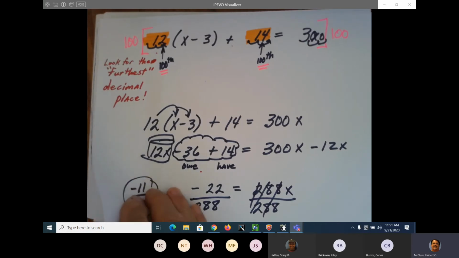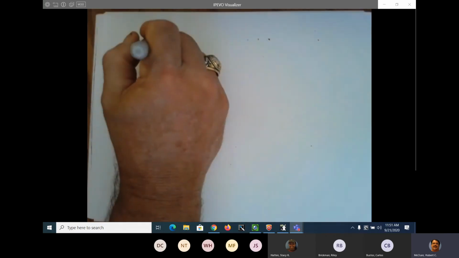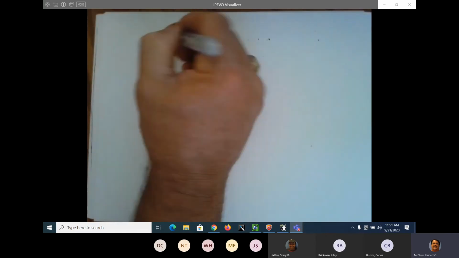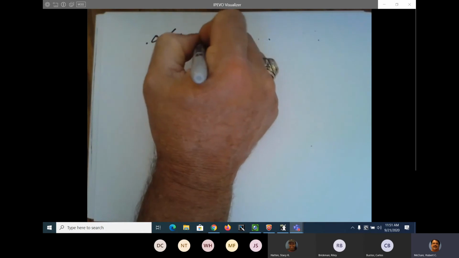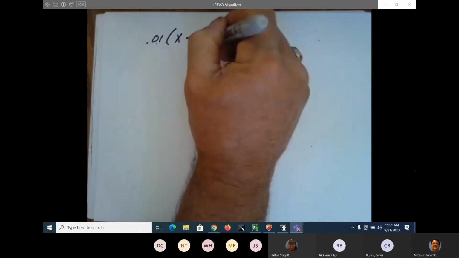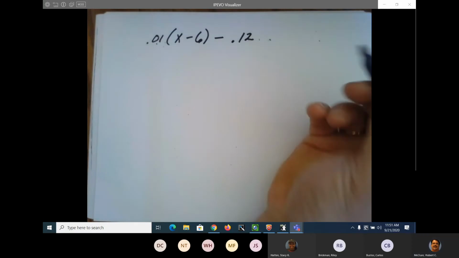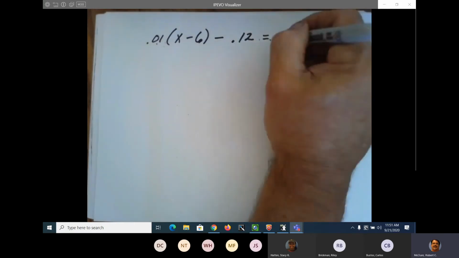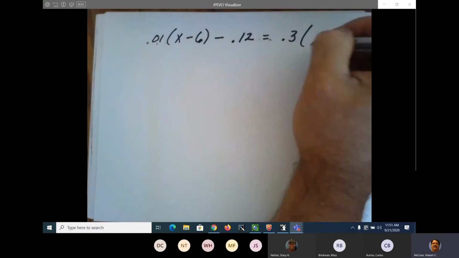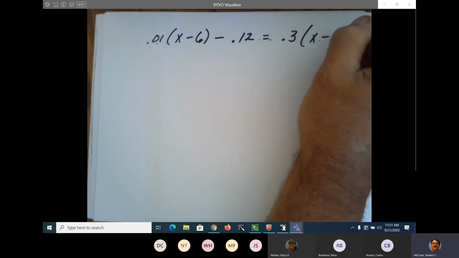This is one that's a little bit harder than this one, and the reason it's a little bit harder is because it has different decimal values. So let's do 0.01 times x minus 6, minus 0.12, is equal to 0.3 multiplied by x minus 6.